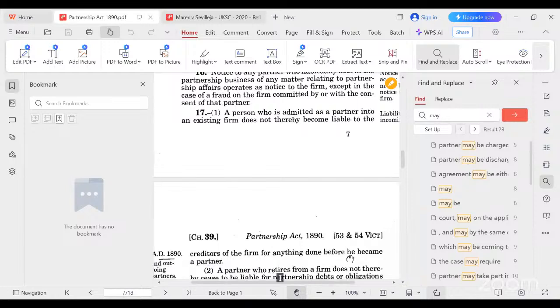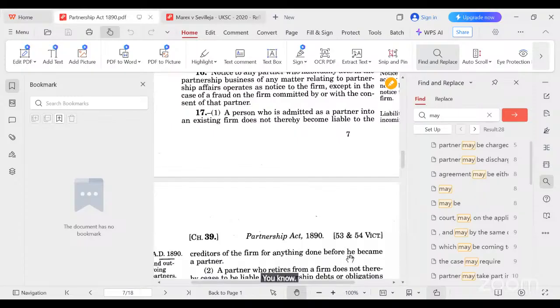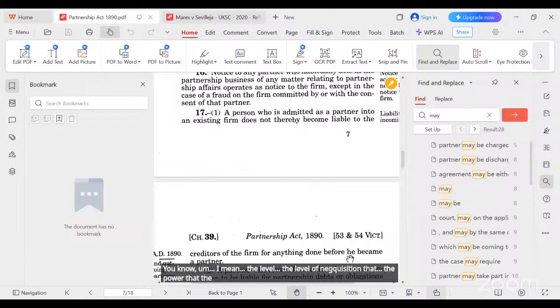I agree with those who say that subsection 1 is mandatory. I told you at the start that some of the reasons why we have mandatory provisions in business legislation is because the level of negotiation, the power that the partners have in relation to one another, varies. Some have a very high power. Some have very low power, and in that kind of situation, they can take advantage of a new person.